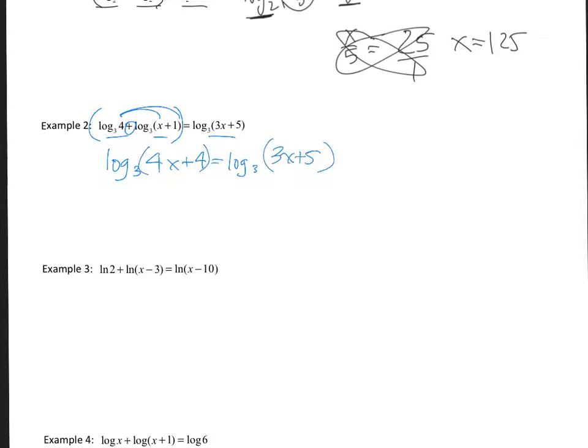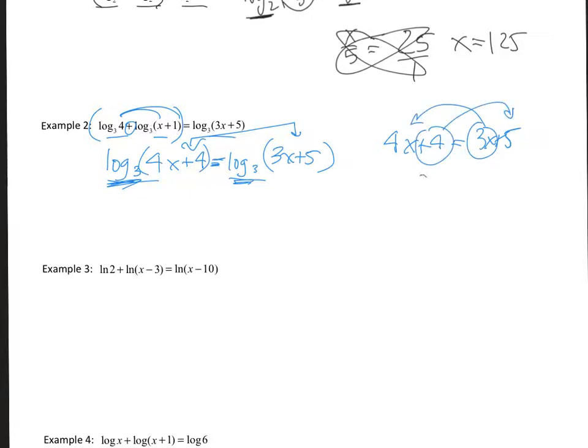All right, so then once the logs with the same base, and again, it only works if these are the same base, are set equal to each other, that means that these 2 arguments are equal to each other. So we get 4x plus 4 equal to 3x plus 5. Moving this 3x to that side and this positive 4 to that side, I end up with x equaling 1.